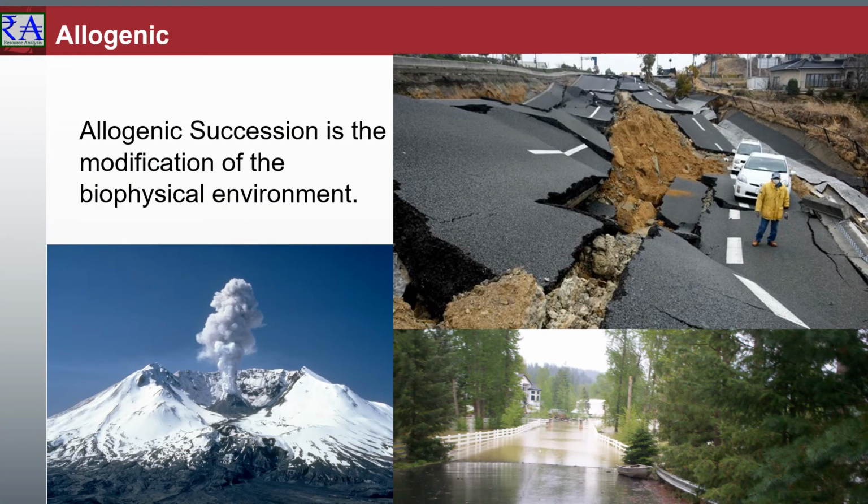Allogenic succession is driven by the abiotic components of the ecosystem. For us humans, these can be the most inconvenient disruptions we experience. It is the volcano erupting, landslides breaking free, floods backing up water where we built a house or where we put down a road. This is the earthquake rattling these lands.